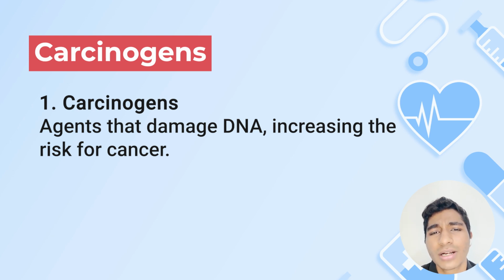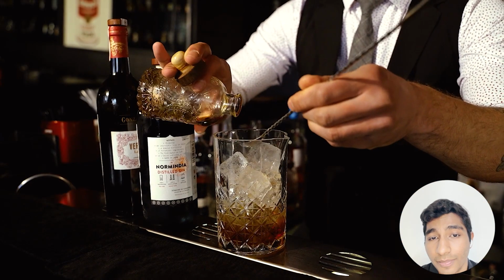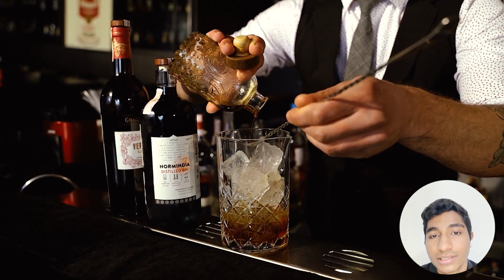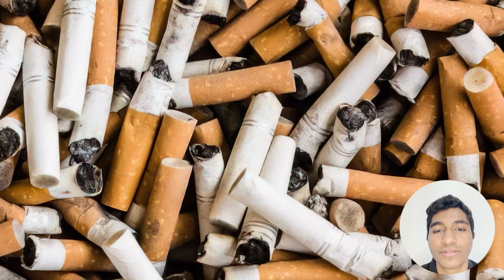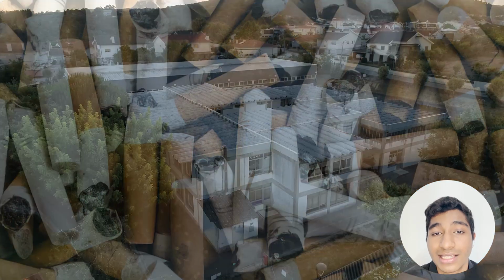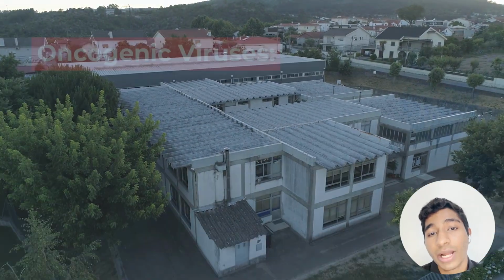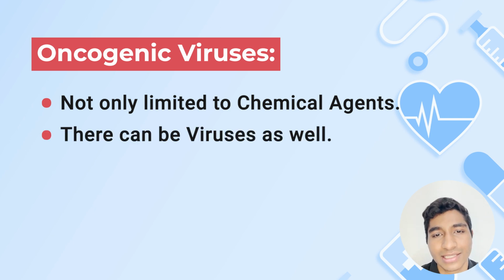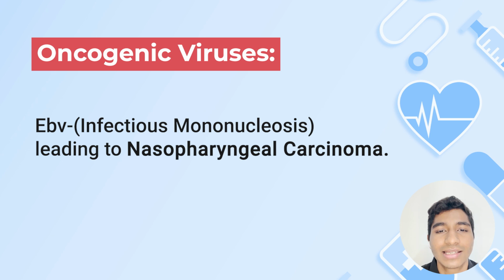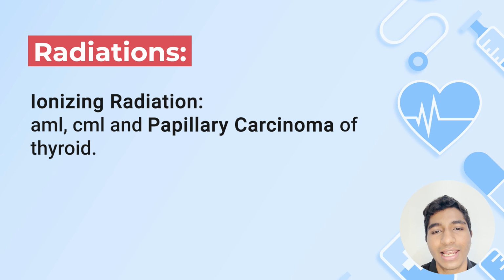And we have a few important carcinogens, a few being alcohol. Alcohol can cause cancer of your esophagus, your gastrointestinal system, your liver. Cigarette smoke causes cancer of your lungs, of your mouth, of your pharynx. Asbestos causes lung cancer. But carcinogens are not only limited to, let's say, chemical agents. There can be viruses as well, right? Or radiation. A very classic example of a virus causing cancer is Epstein-Barr virus or infectious mononucleosis, causing cancer of the nasopharynx. Ionizing radiation, of course, is a well-known causative agent of cancer, right?